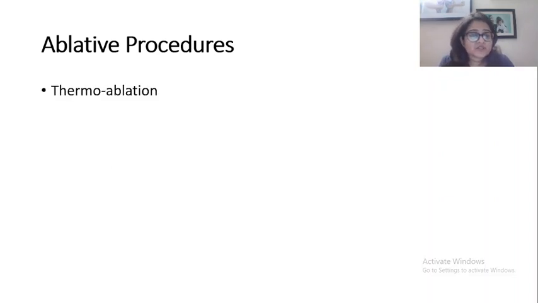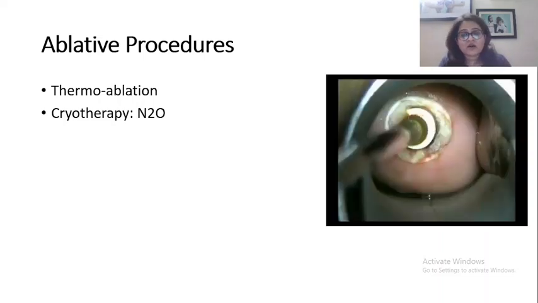Now, what are the ablative procedures? You can use them to destroy tissue. How can you destroy tissue? By using heat, that is thermoablation, or cryotherapy, that is using cold. And what do we use? We use nitrous oxide commonly. This is how the cryo probe, that is the cold, is applied over the cervix.